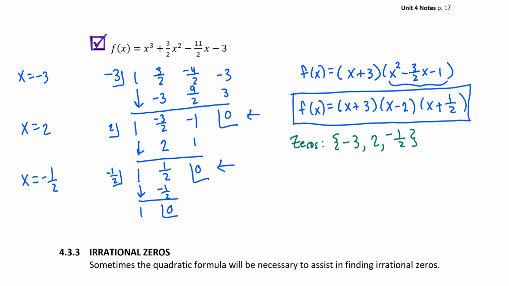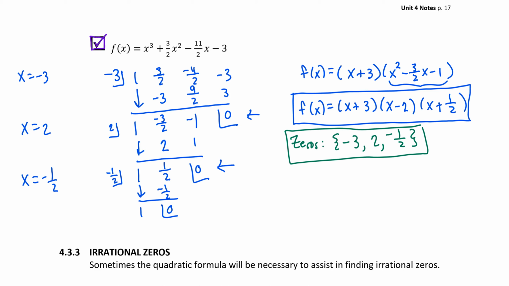So remember that your zeros have the opposite sign as what you find in the factor, and that is simply because when we set that factor equal to 0 and solve for x, we end up moving that number to the other side. So there you go.